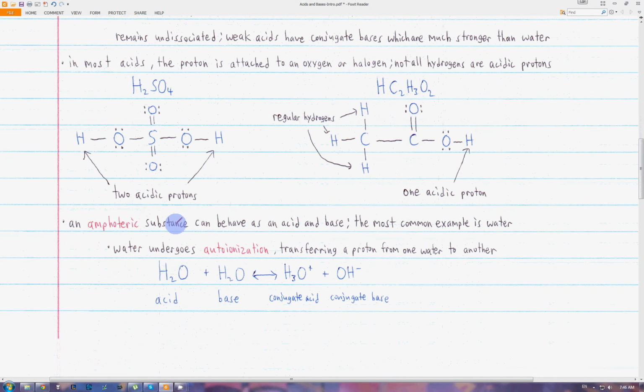So an amphoteric substance is something that can behave either as an acid or a base depending on the situation. And the most common example of this is water. You can see this with what's called the autoionization of water. Basically, water undergoes an acid-base reaction with itself. It transfers a proton from one molecule, which acts as the acid, to another water molecule, which accepts the proton and acts as a base. So it forms hydronium and hydroxide.